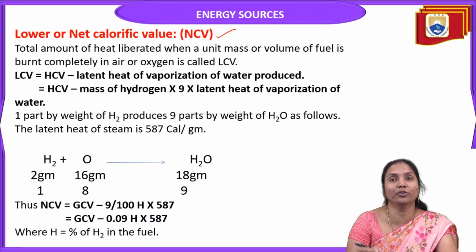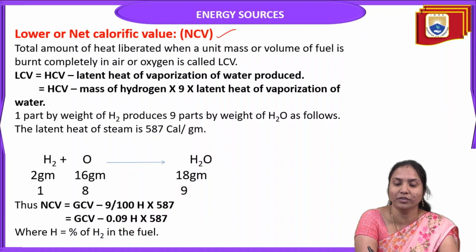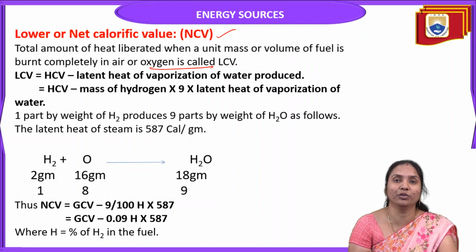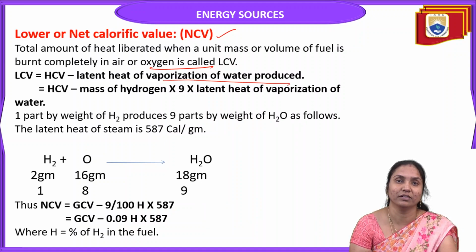What is the meaning of lower calorific value or net calorific value? The total amount of heat liberated when a unit mass of fuel is completely burned in the presence of oxygen is called the lower calorific value or net calorific value. Here we consider only the heat liberated during burning. We cannot consider any latent heat or cooling of combustion products to room temperature. So only the net amount of heat liberated when a unit mass of fuel is burned is the lower calorific value. So LCV equals HCV minus latent heat of vaporization of water produced.